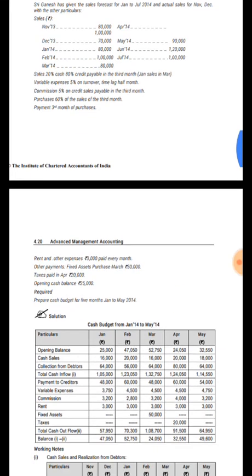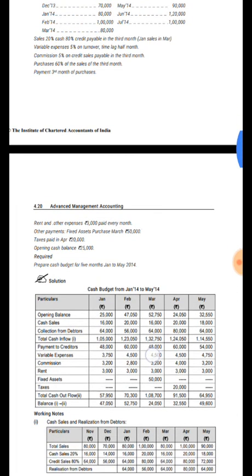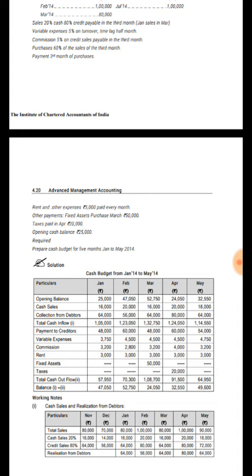Then rent and other expenses of 3,000 paid every month. Then other payments: fixed asset purchased in March, 50,000. Then taxes paid in April, 20,000. Opening cash balance 25,000. Required to prepare the cash budget for the 5 months, January to May.